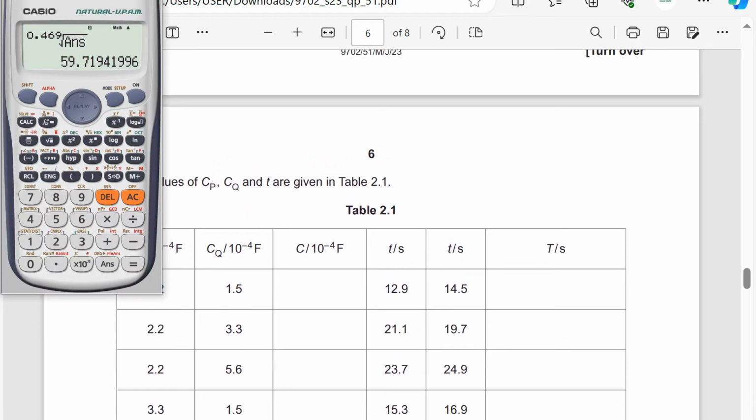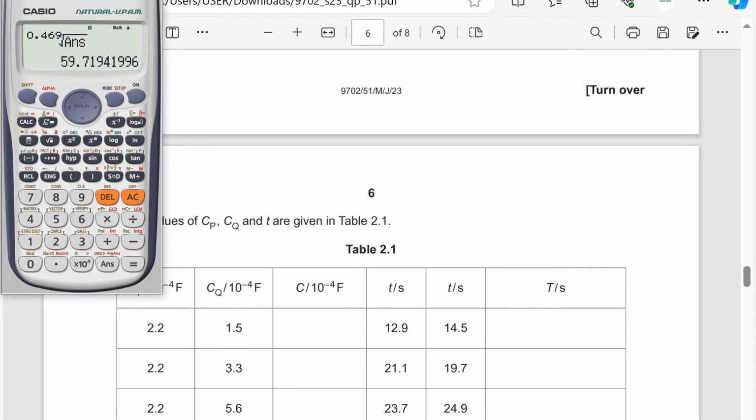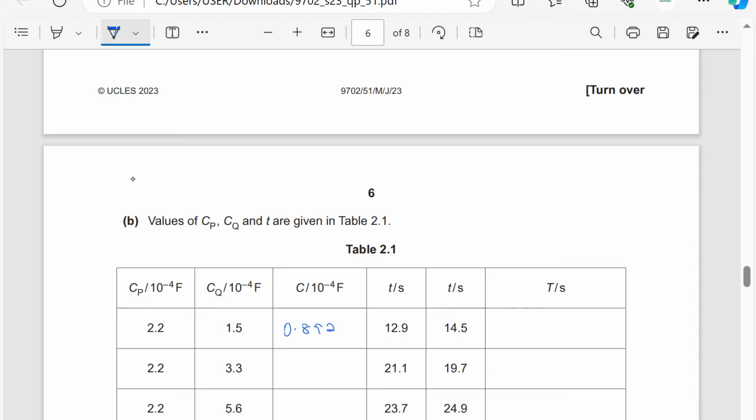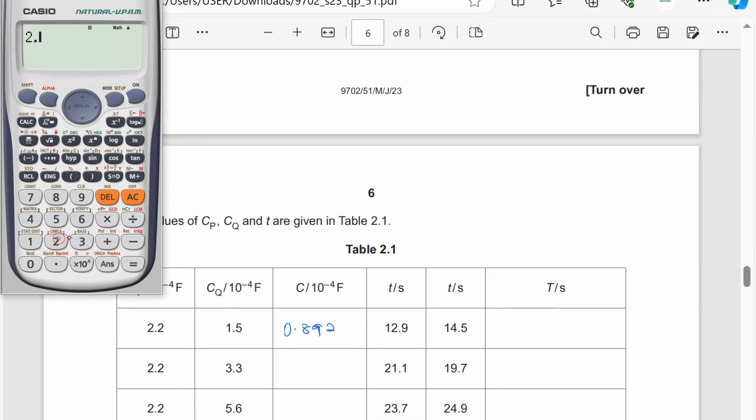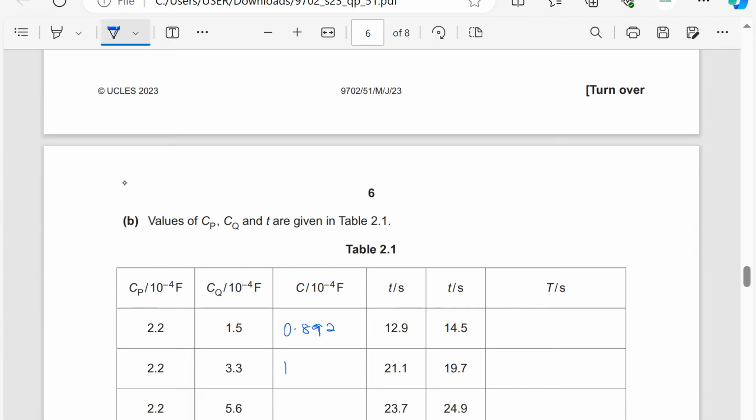So for the first one, it is 2.2 times 1.5 divided by 2.2 plus 1.5. Remember to maintain the same number of significant figures or more. So this will be 0.89. When you round off to 0.892, because the 891 is recurring, so it is 0.892. The next one is 2.2 times 3.3 divided by 2.2 plus 3.3. So that is 1.32.